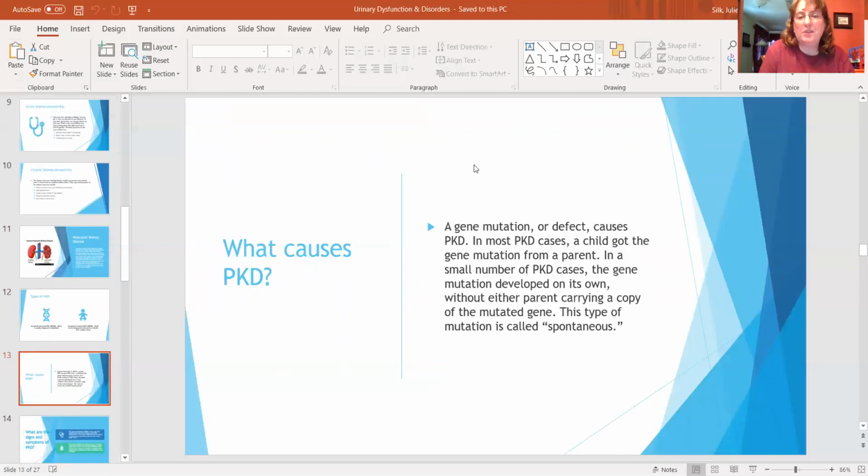So really what causes this is there's some type of mutation in your gene or a defect that causes this. A child usually gets the gene mutation from the parent. In a small number of cases, the gene mutation develops on its own without either parent being a carrier. So this type of mutation would be like a spontaneous one.